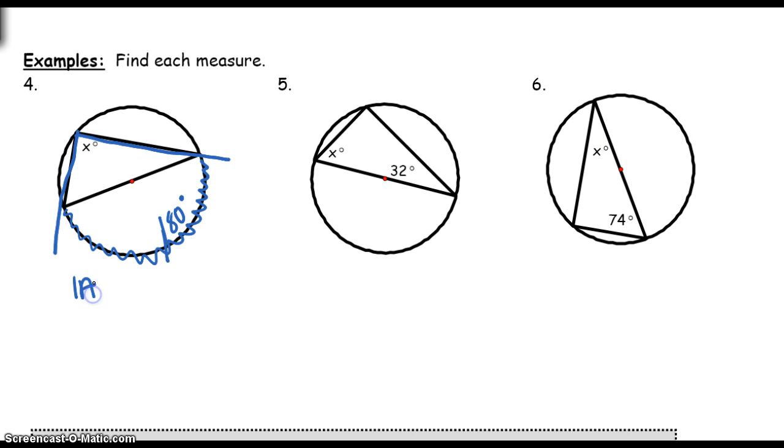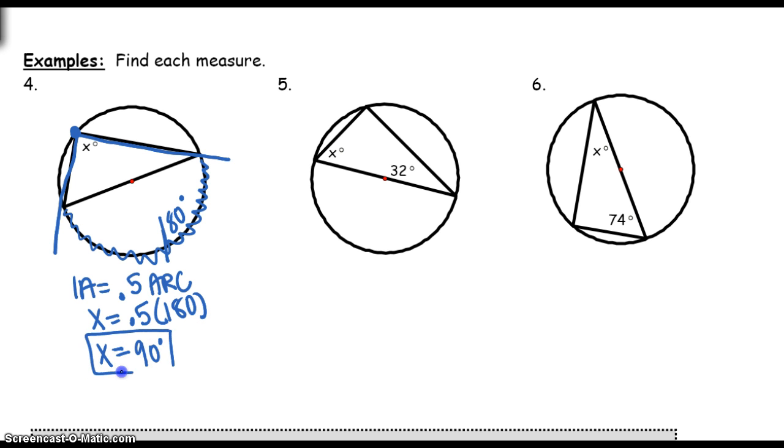So the intercepted arc, because the vertex is on the circle, is half of the arc it eats. So in other words, x is going to be half of 180 degrees. So then if you work that out in the calculator, x must be 90 degrees then. Okay, well let's look at number 5.